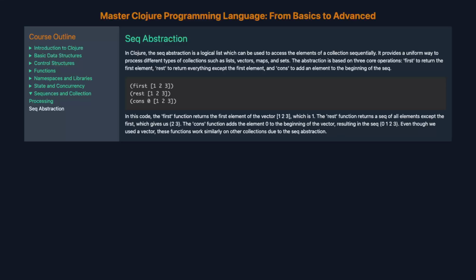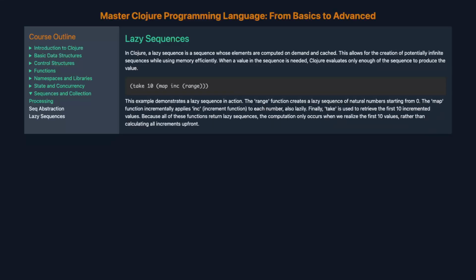In this code, the first function returns the first element of the vector [1 2 3], which is 1. The rest function returns a seq of all elements except the first, which gives us 2, 3. The cons function adds the element 0 to the beginning of the vector, resulting in the seq 0, 1, 2, 3. Even though we used a vector, these functions work similarly on other collections due to the seq abstraction.